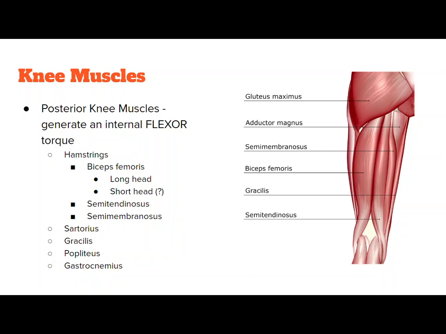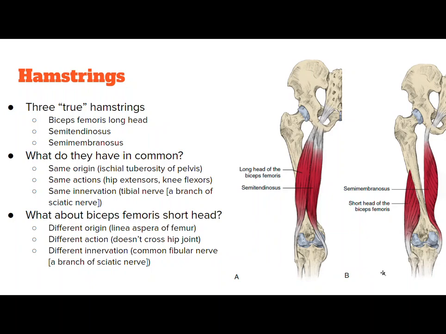A deeper dive into our posterior knee muscles. They generate an internal knee flexor torque because their line of pull is posterior to the knee joint. These comprise the hamstring muscle group, which we'll talk about, the sartorius, gracilis, popliteus, and gastrocnemius. So the hamstring muscle group: they say there are three true hamstring muscles. Biceps femoris long head is on the lateral side, so the fibular side, and then the semitendinosus and the semimembranosus on the medial side. I always remember semimem, the two M's, is the most medial, and then the semitendinosus is over the semimembranosus.